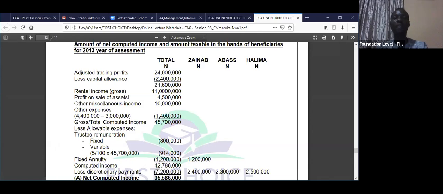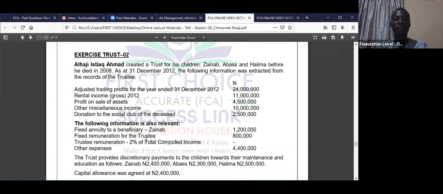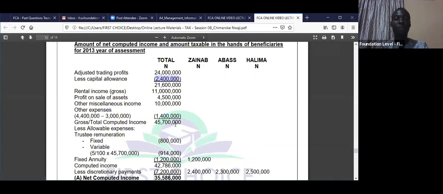So what is our allowable expenses? Now, these expenses is different from this expense. This is because, look at capital allowance, is reducing the adjusted profit. Other expenses here, whichever way, all of them are the same thing, because we are still going to arrive at the same answer at our computed profit. So we look at this as our gross profit.